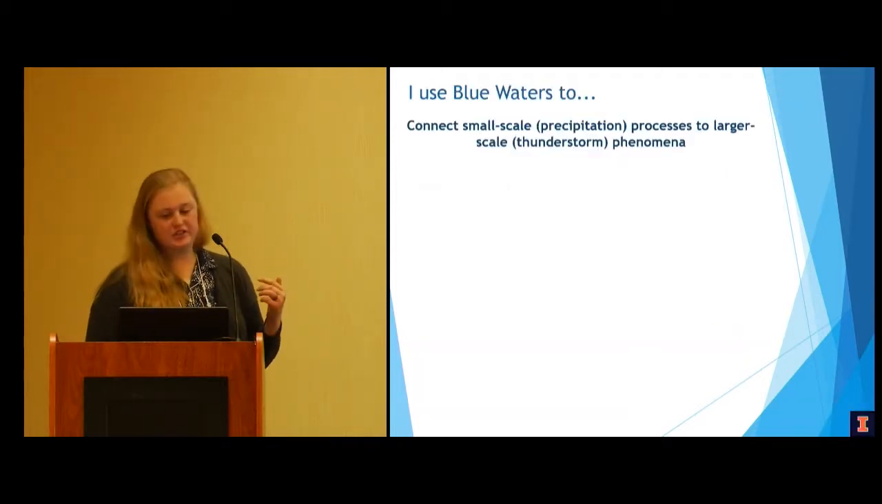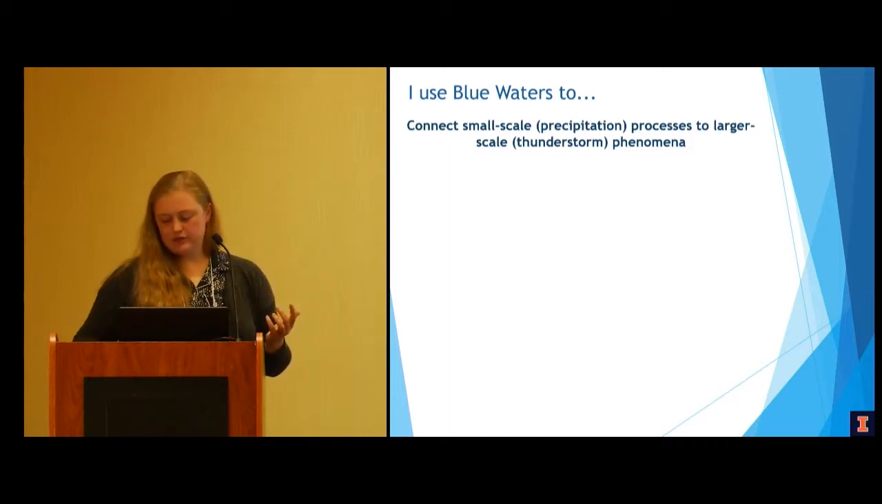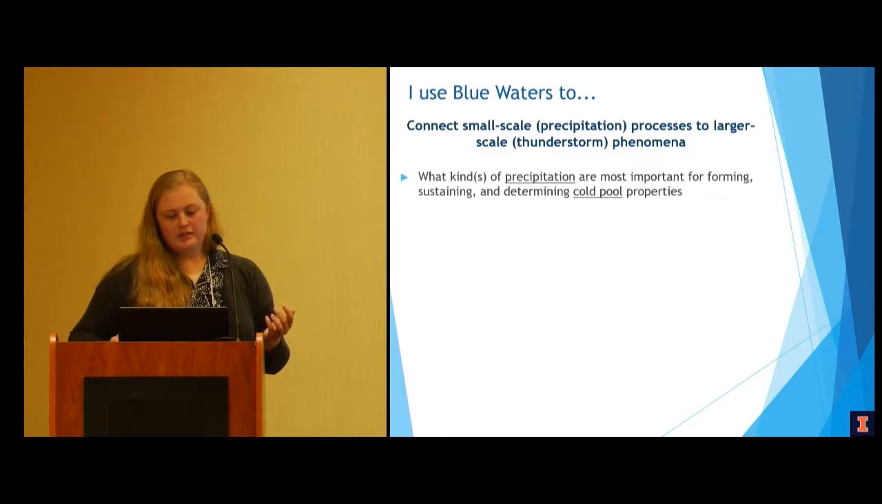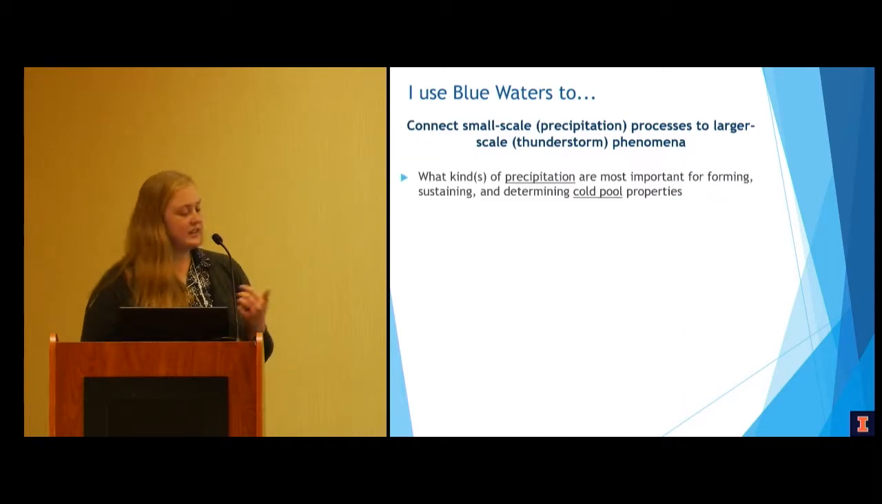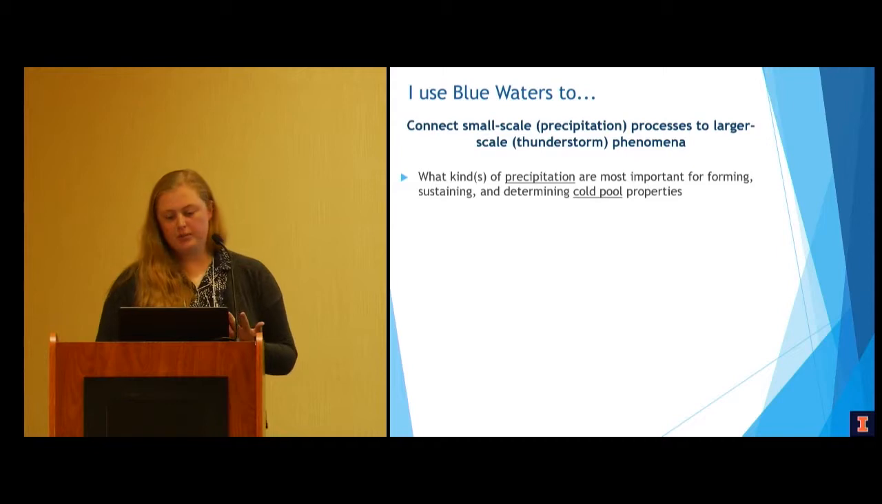So as I just mentioned, we're connecting really small scale precipitation processes to larger scale thunderstorm phenomena. And so our big scientific question that we're answering is what kinds of precipitation are the most important for forming, sustaining, and determining cold pool properties.